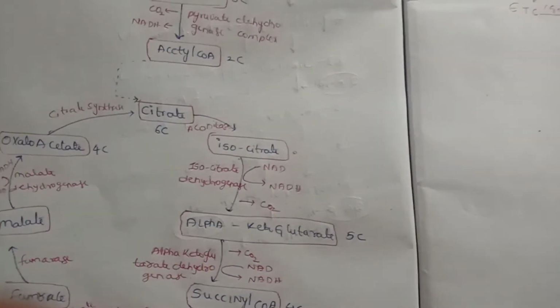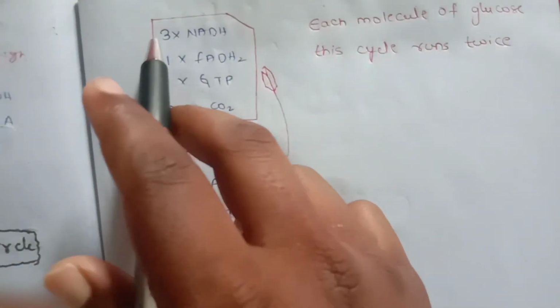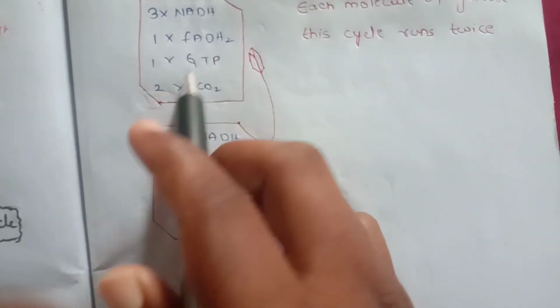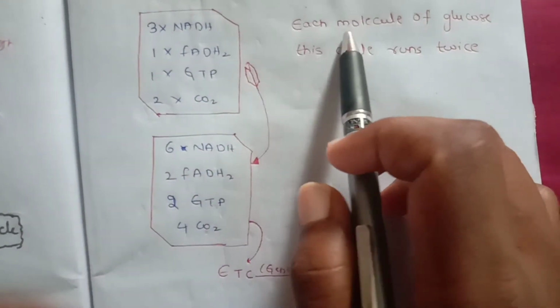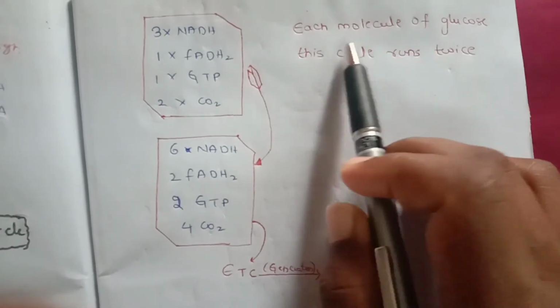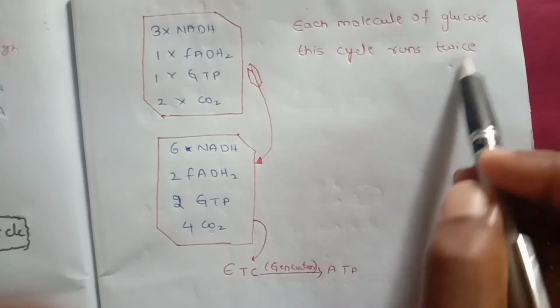So in this reaction, what results do we observe? 3 molecules of NADH, 1 molecule of FADH2, 1 molecule of GTP, and 2 molecules of CO2. For each molecule of glucose, this cycle runs twice.